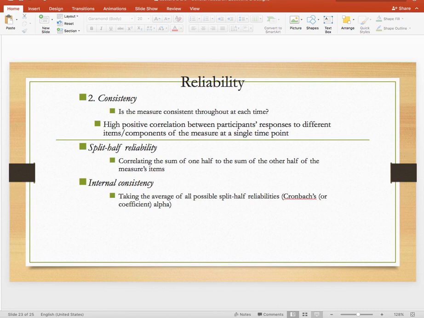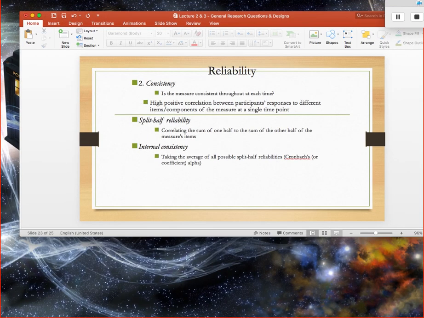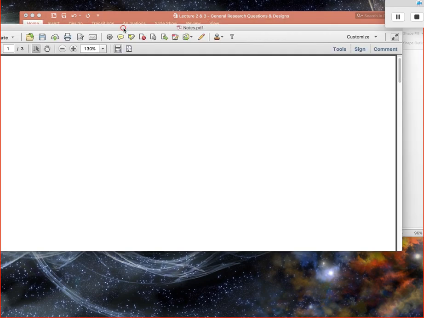So what we do with split half reliability is we do the following. And let me just minimize my screen here for a second. And we'll bring this one here. Everyone can see this, right?